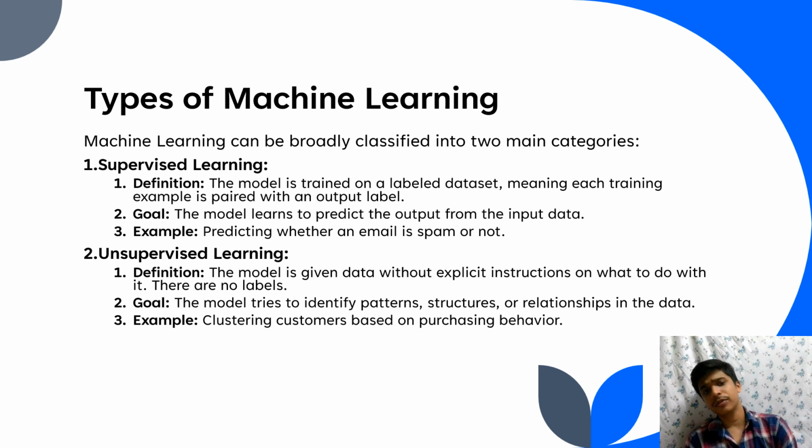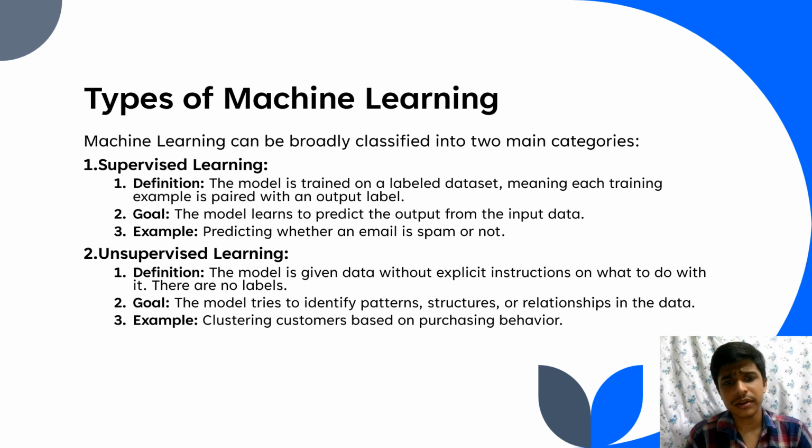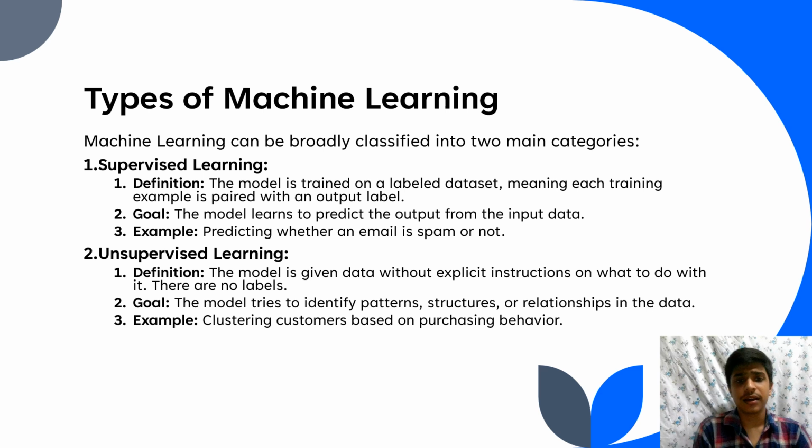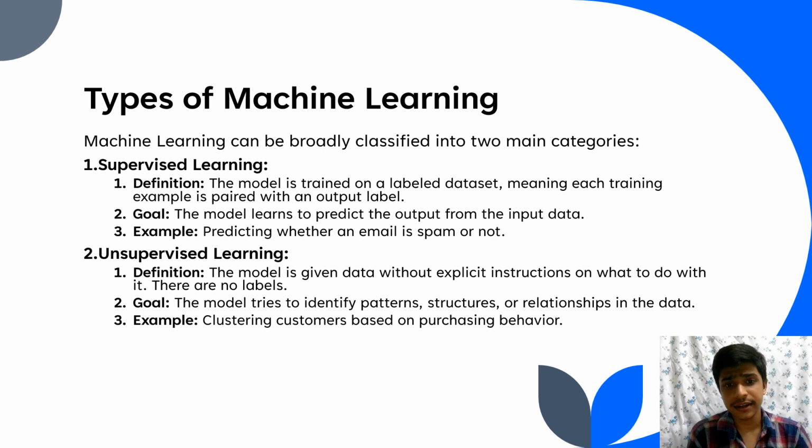First of all, we can discuss supervised learning in depth. So let's take an overview. The supervised learning model is trained on a labeled dataset, meaning each training example is paired with an output label. The goal is for the model to predict the output from the input data. That is the main goal. For example, predicting whether an email is spam or not. That is the main example of supervised learning.